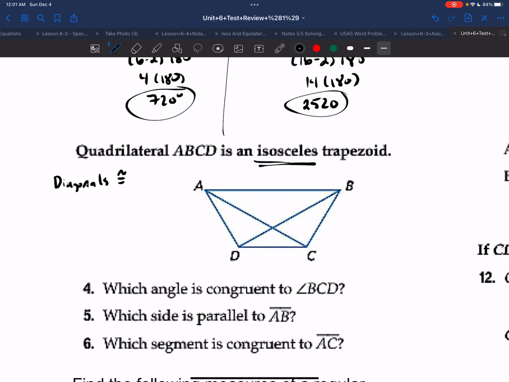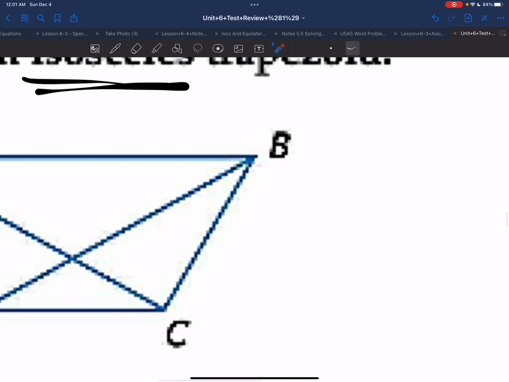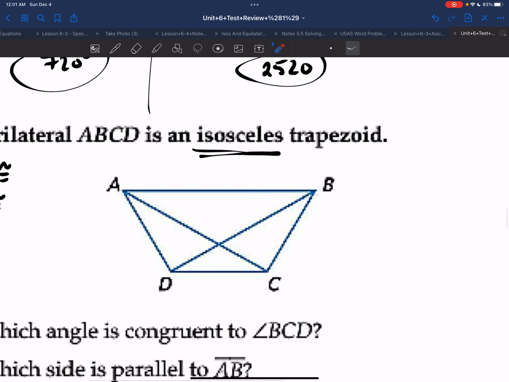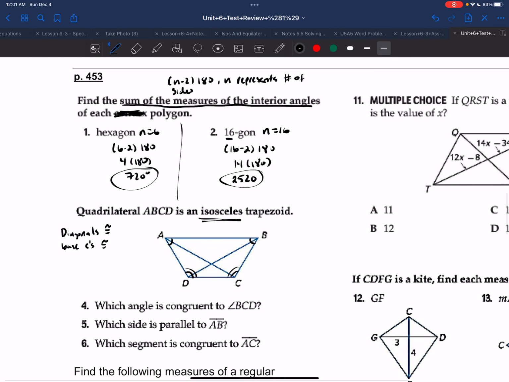And then the base angles are congruent. So this angle here and this angle here are congruent, and then this angle here and this angle here are congruent. Now, please do not say that angle B and angle C are congruent. If we take a look, this one's a little smaller than this one, so don't say that those are congruent, but compare those two. They're consecutive. So this angle here and this angle here are congruent, and this angle here and that angle there is congruent.